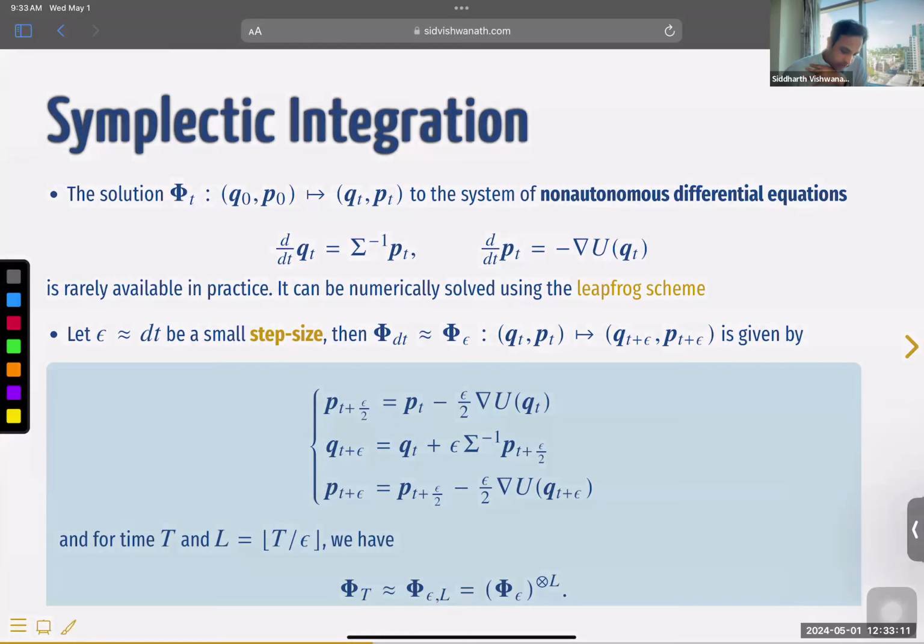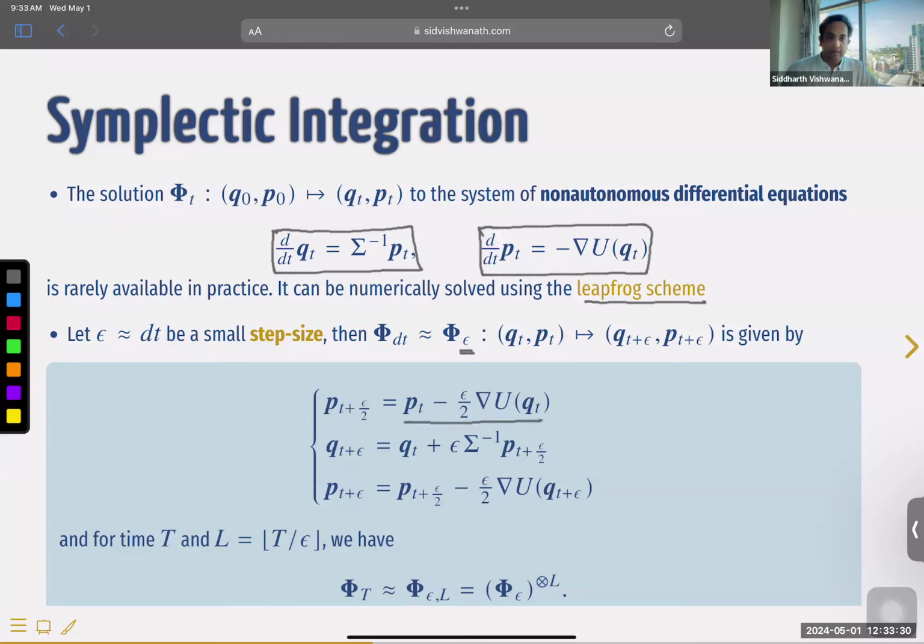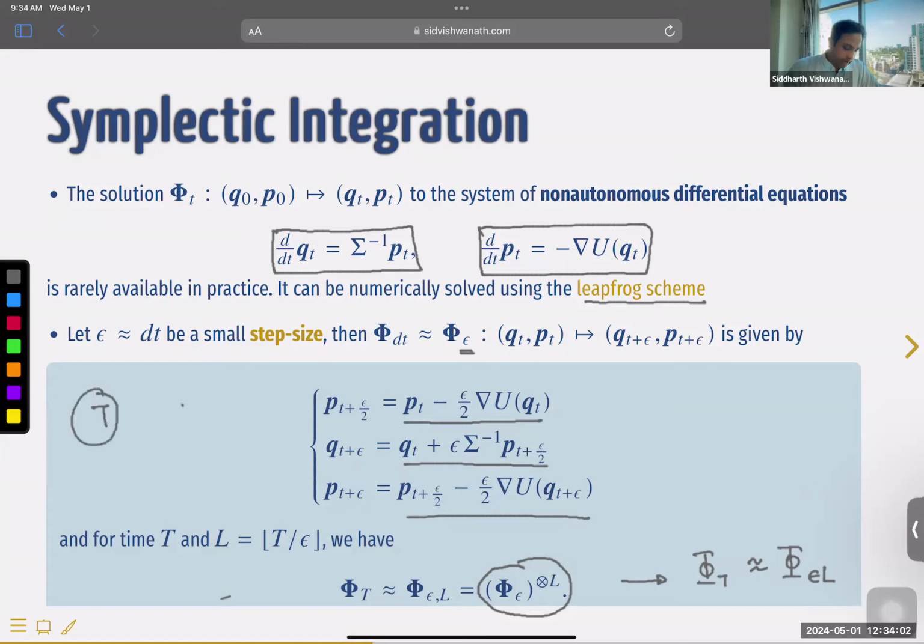Okay. So the leapfrog scheme essentially says that, these are the two equations in the ODE that we want to solve. So for a time discretization epsilon, what we're going to do is take a half step in the momentum, then a full step in the position, and then another half step in the momentum. And essentially, we're going to compose this L times to give you the time t flow phi t, which is approximately phi epsilon to the power L. Right? So if you want to generate the flow for time t with a step discretization epsilon, you look at t over epsilon, and you call this L, and then you apply this numerical scheme L times, and this gives you the symplectic integration for the Hamiltonian flow.